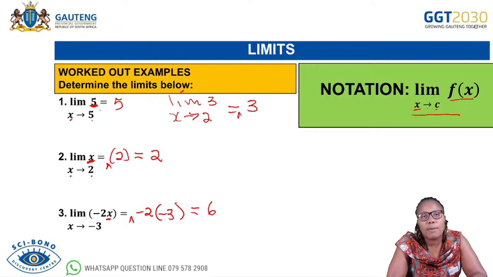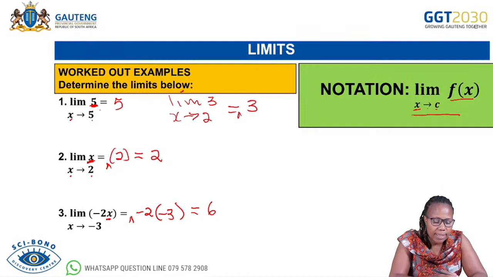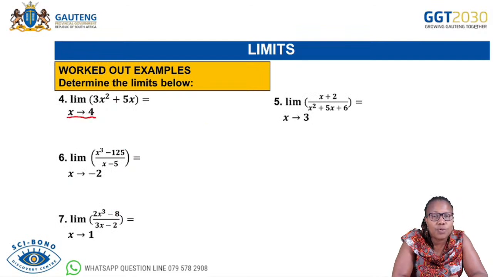And now in number 4, we are having the limit of 3x squared plus 5x, as x is approaching 4. If we look at our expression, there is no factorization important because we don't have any fractions. Therefore, we can go straight and substitute the value of 4 into our f of x.